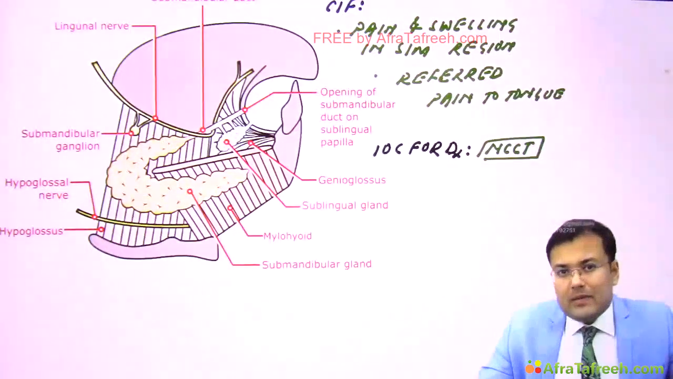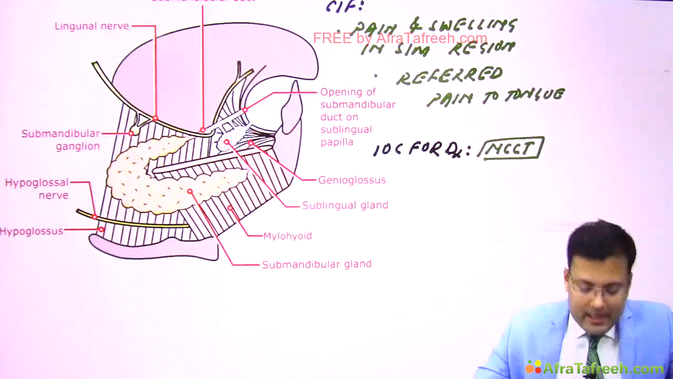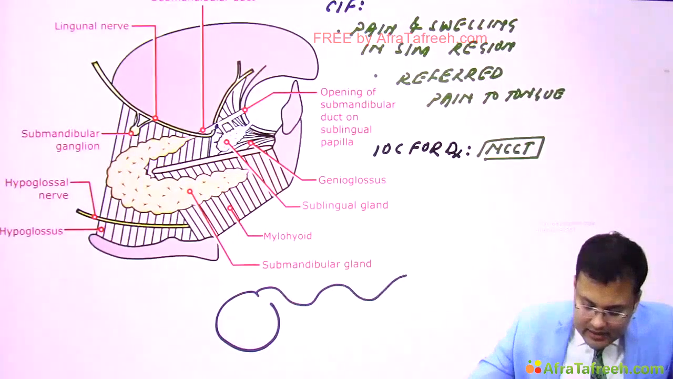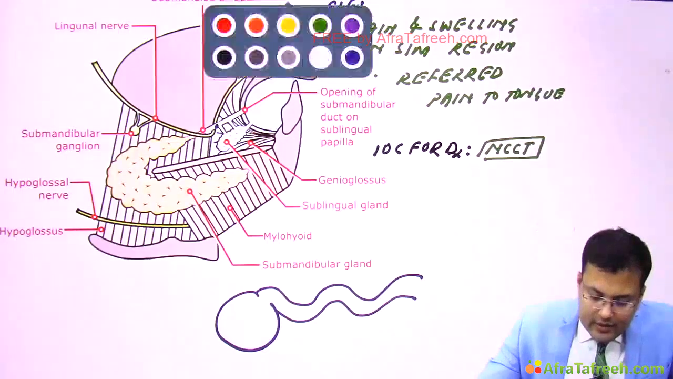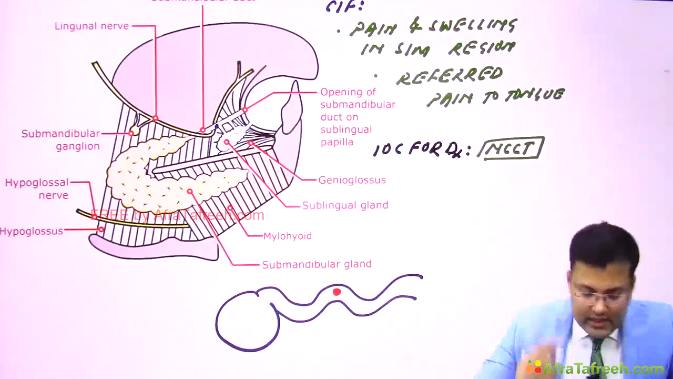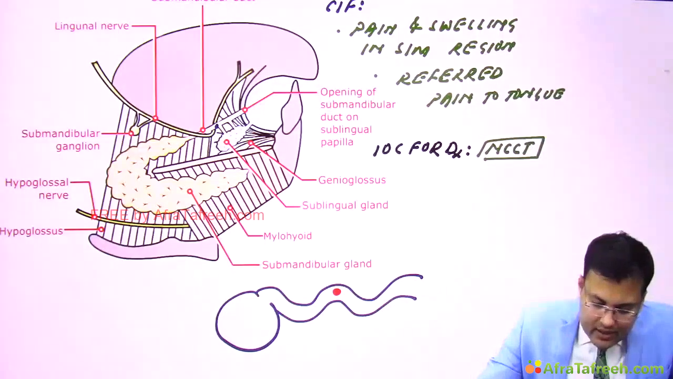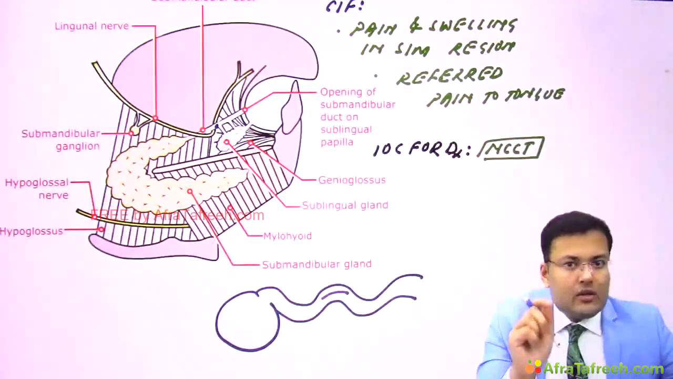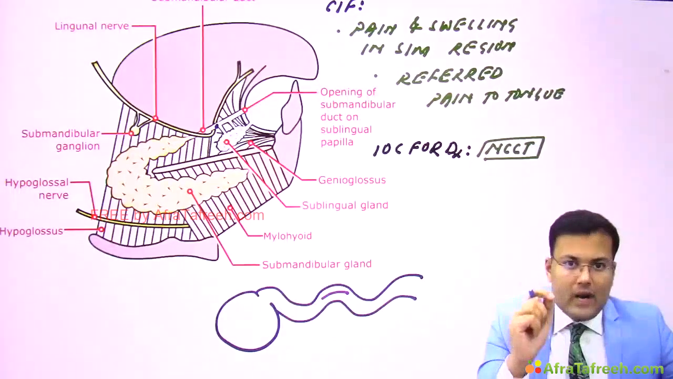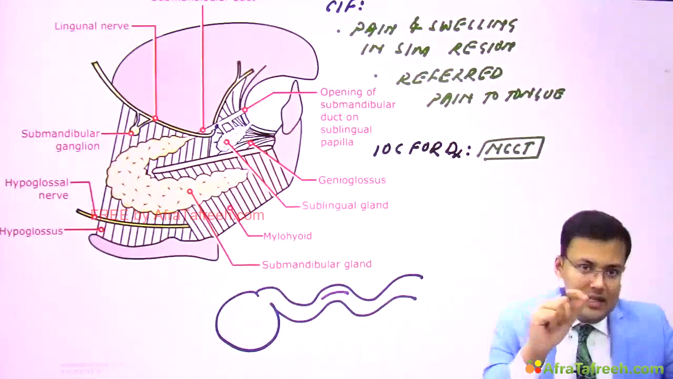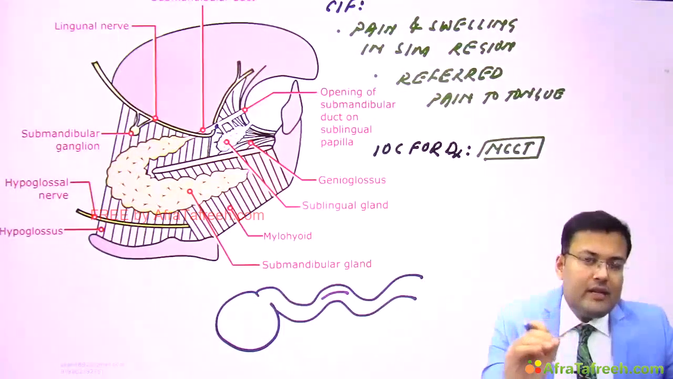Now see, the management depends on the location of the stone. Imagine this is the gland and this is the duct. Clear? If the stone is located in the duct, what do we do? We give an incision over the duct, and after that we remove the stone. We are not going to close the incision. Why? Because if you close the incision, it leads to stenosis. So just incise the duct, remove the stone, and leave it as such.